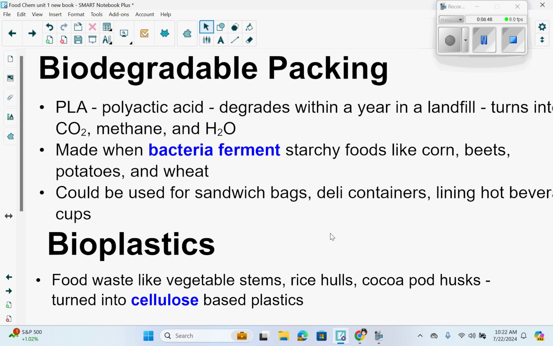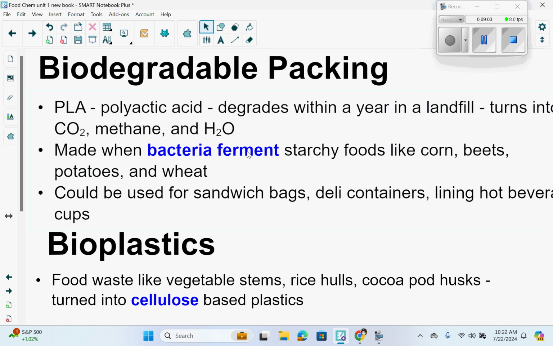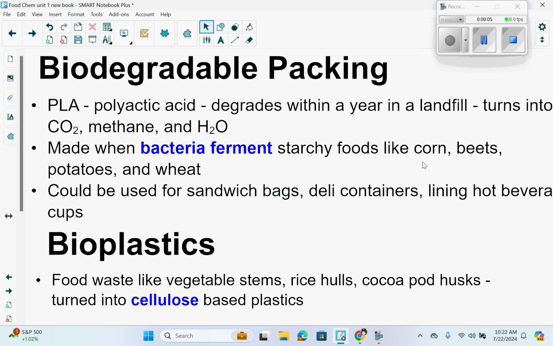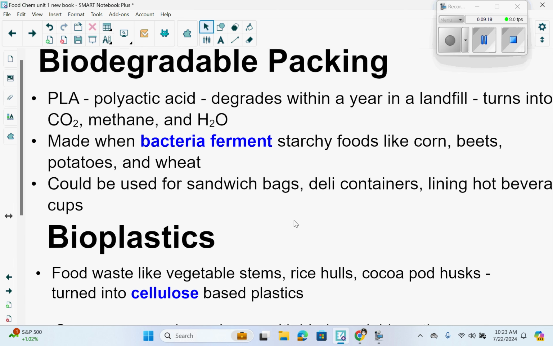All right, and biodegradable packing and bioplastics. So biodegradable packing, PLA is polylactic acid, degrades within a year in a landfill, and it turns into CO2, carbon dioxide, methane, and water. It's made when bacteria ferment starchy foods like corn, beets, potatoes, and wheat. Could be used for sandwich bags, deli containers, or lining hot beverage cups. So this is still in the works right here. This is not common right now, but it's being looked at.